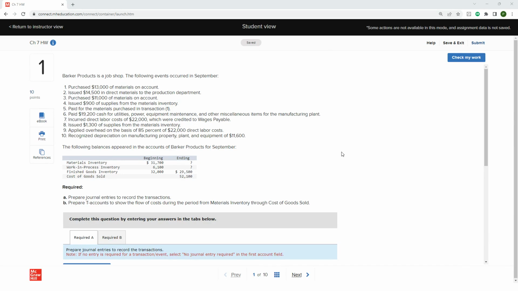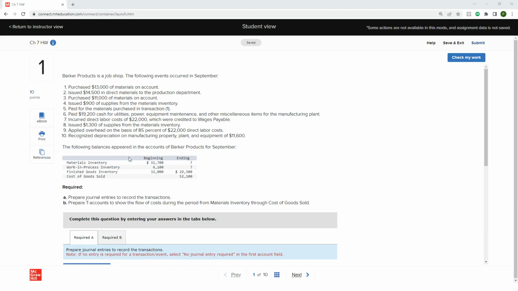So we need to really get our journal entries correct, and then everything else falls into place. So now let's start with question 1. Barker Products is a job shop. They give us 10 different transactions.